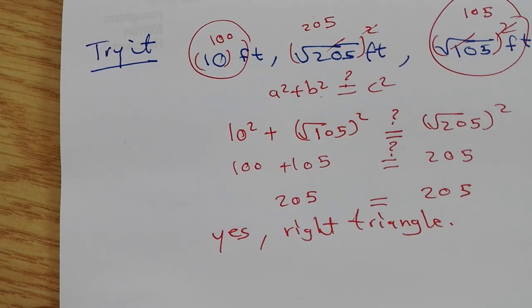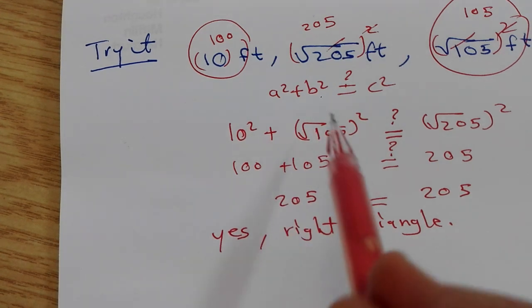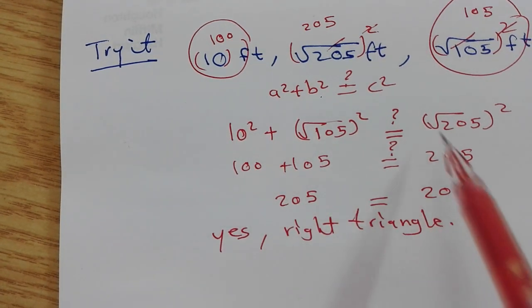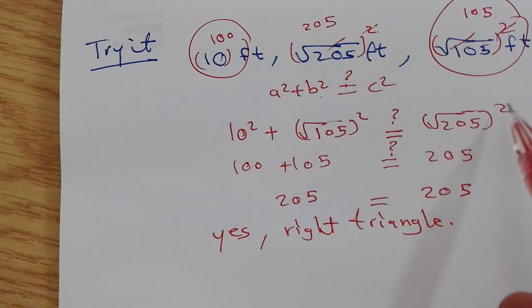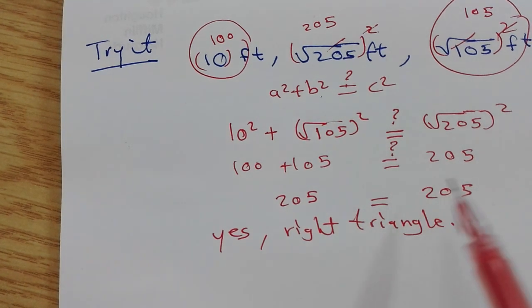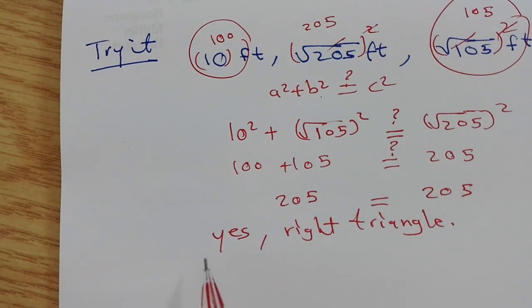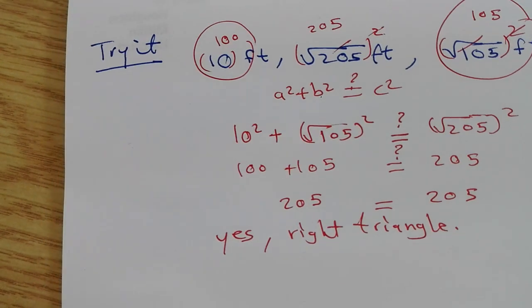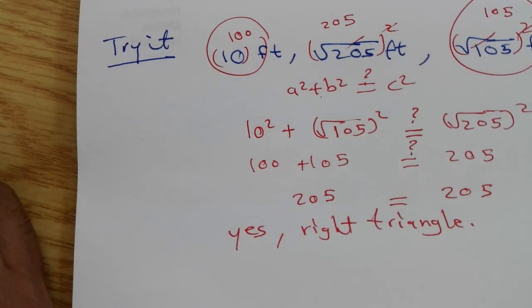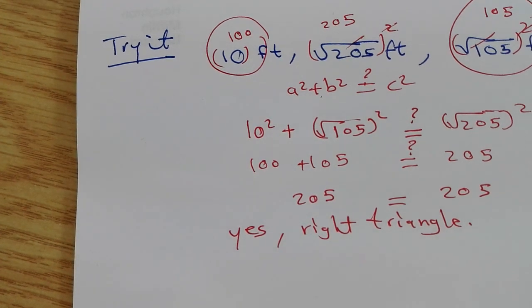Is this clear now? Again, 10 squared is 100, root 105 squared is 105, and root 205 squared is 205. Of course, 100 plus 105 equals 205. Both sides are equal, so yes, this triangle is a right triangle. Are you happy with this? If yes, go to the next page. If no, try to solve this question again.